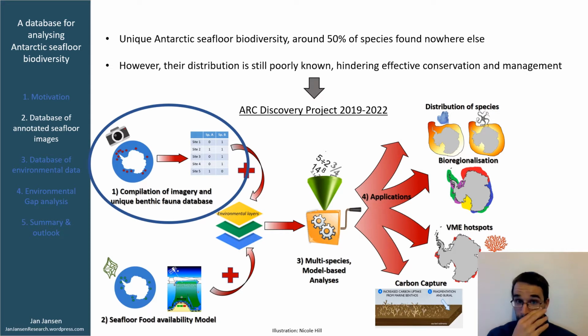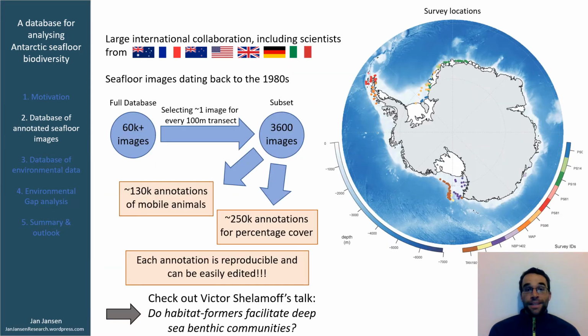Okay, so first of all, I'll give you a quick overview of the biological data. The still images in this database are provided by scientists and collaborators from around the world. We have a total of about 60,000 images, of which we selected 3,600 for annotation. That equals about an image every 100 meters of transect.